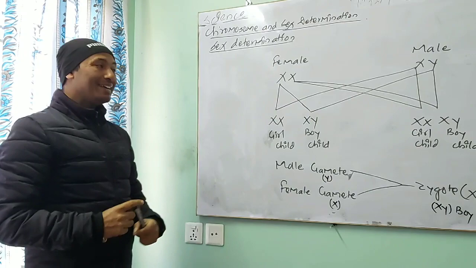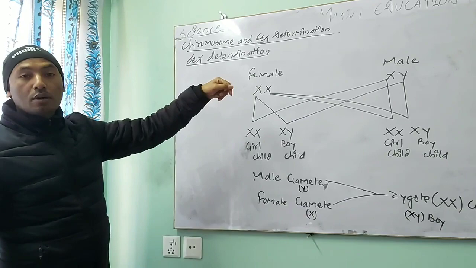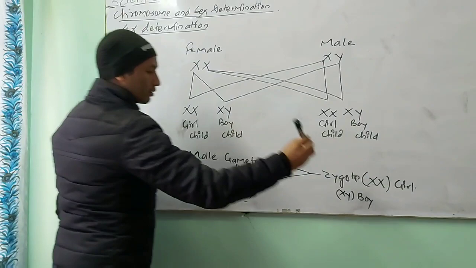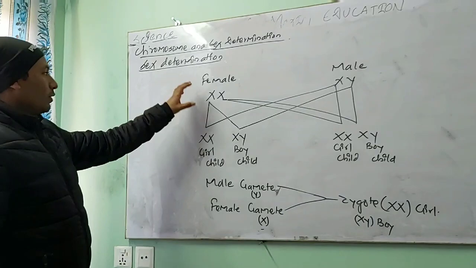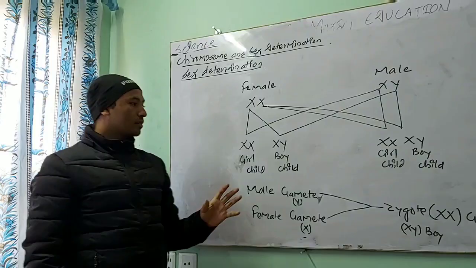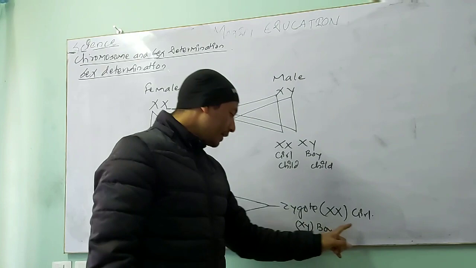In our society, we find people blaming the female for not giving birth to a boy child, but actually it is determined by the male, not by the female, because the male consists of XY chromosome that gives either a girl child or a boy child. Female has just X. So the male is responsible for determining whether a girl child or a boy child will be born. So if the zygote consists of XX sex chromosomes, then it is a girl child, and if XY chromosomes, then it is a boy child.